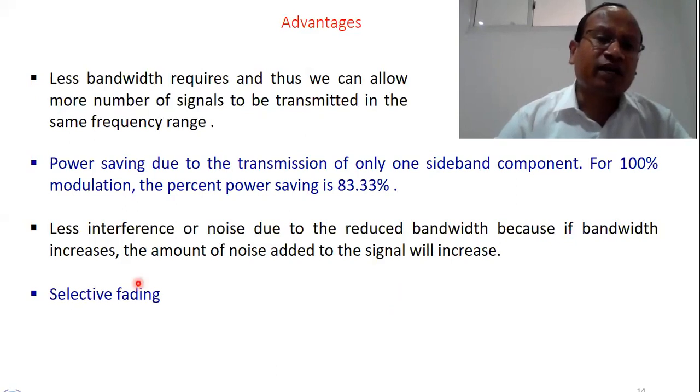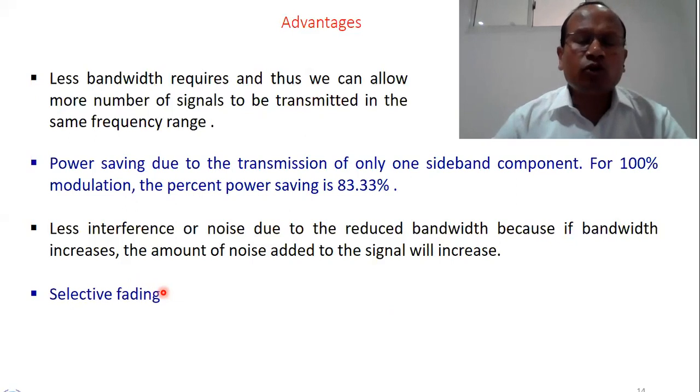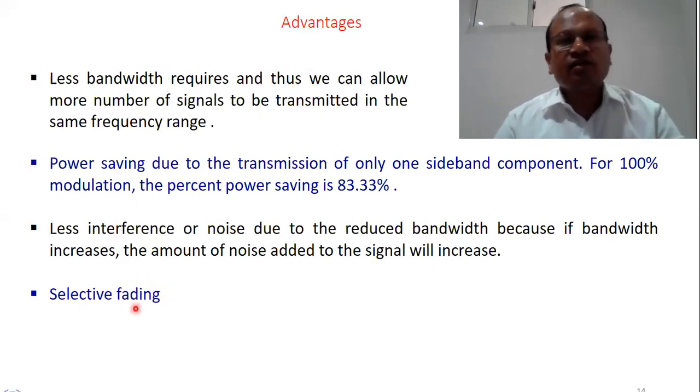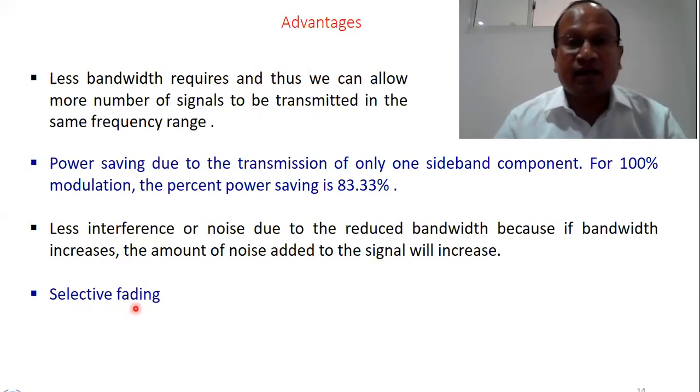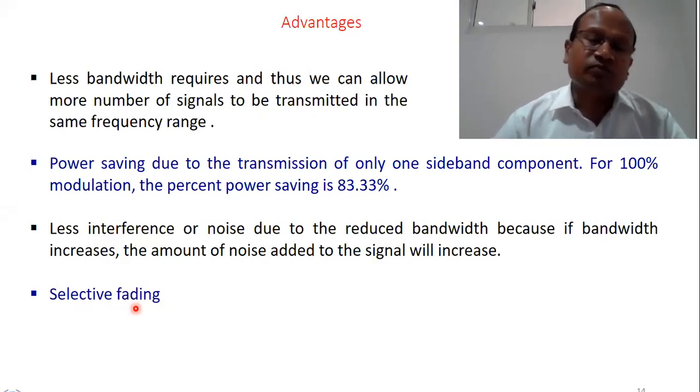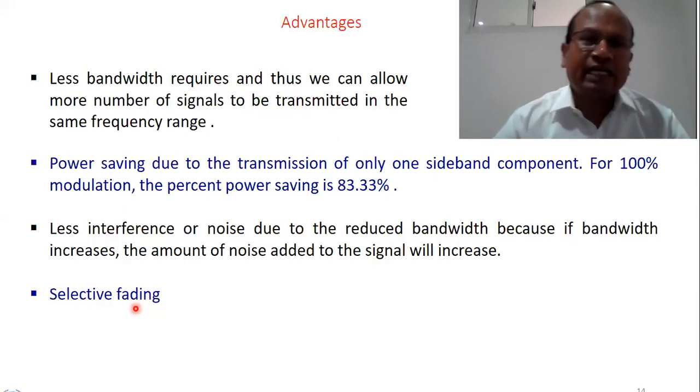Selective fading is also one advantage. We know that we have two sidebands. This is also an interesting thing. This is how we can increase the SNR, that is signal to noise ratio. Signal to noise ratio is an important parameter in a communication system. For the same signal strength, if noise content is reduced, SNR will be improved, SNR will be better.